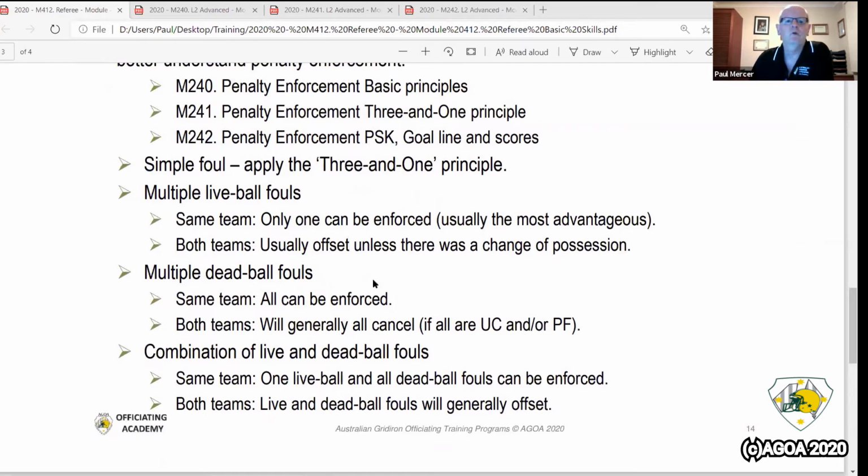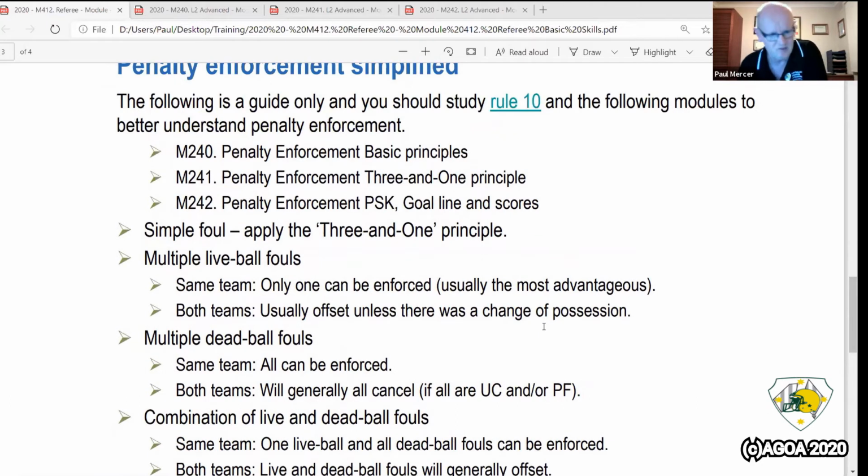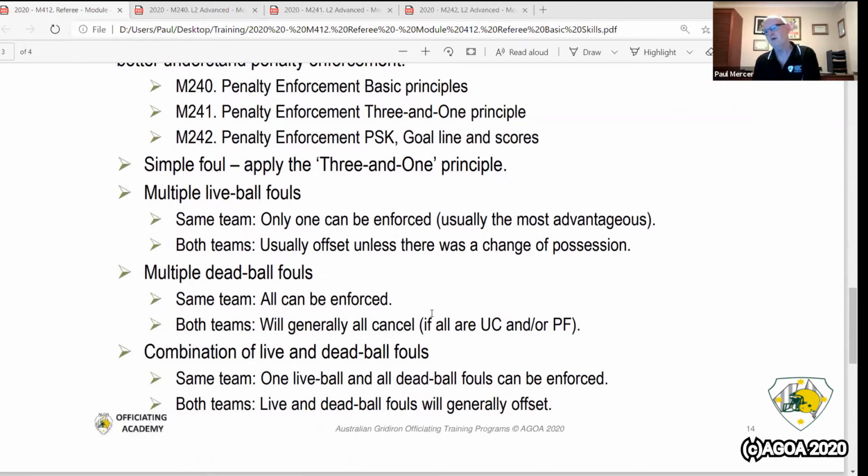And then we have to look at whether it's a simple foul, a single foul, or whether we have multiple live ball fouls. And again, do we have multiple live ball fouls by the same team, or multiple live ball fouls by both teams? The same applies to dead ball fouls. We could have a combination of live and dead ball fouls, either by the same team or by both teams. So there are a lot of scenarios that can govern the principles that we have to apply when enforcing penalties. I don't have the time, and it's not the place to go into all of those right now. This is something that requires you to study these. I'm just trying to give you a few tips and guidelines to move things along quickly when you're in a game situation, because we don't want to be holding the game up while we have a 5-minute discussion about whether it's enforced from this spot or that spot. And we've all been there and done that. Well, I certainly have anyway.